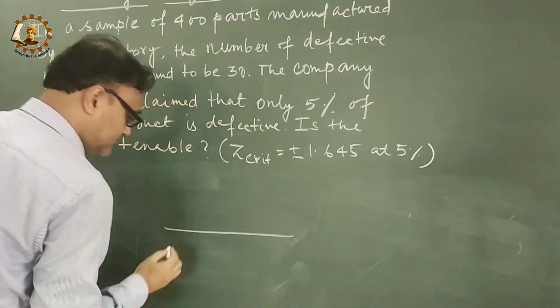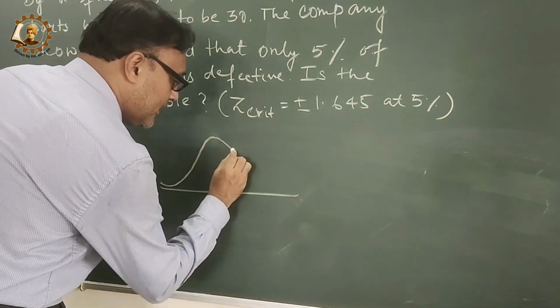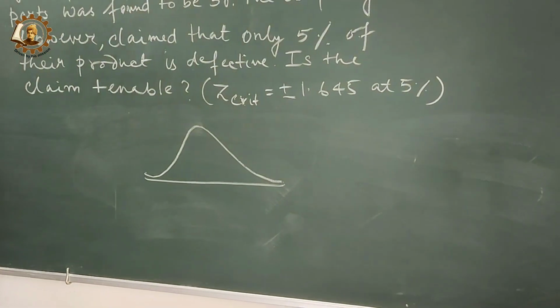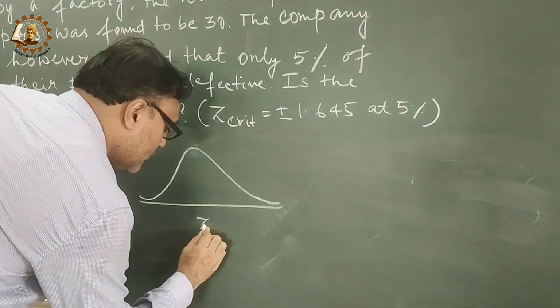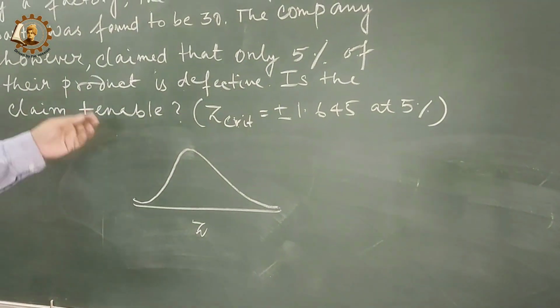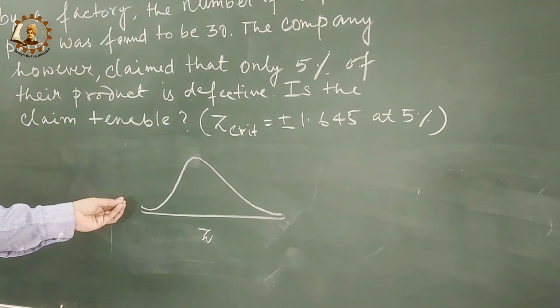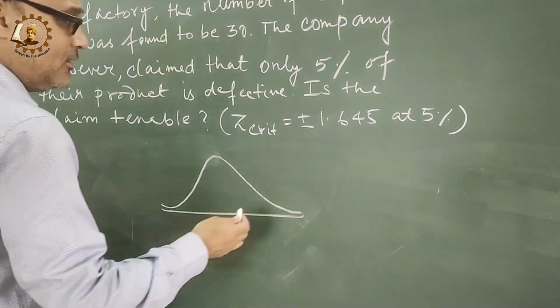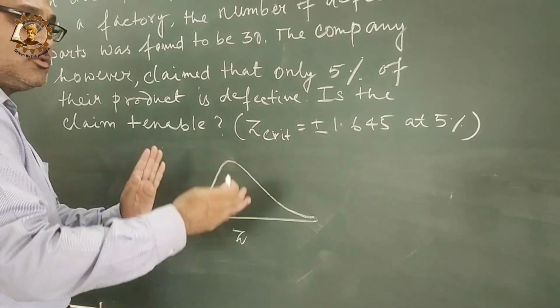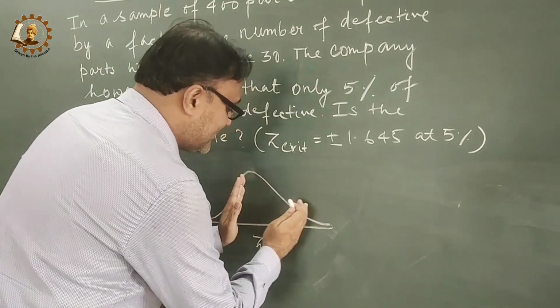If this is my Z, we can consider it this way. Why? Because this is the value of Z, and this is the sample that we have taken; the population units are all normally distributed. Now since we are doing a one-tailed test towards the right, we will be mainly testing over here.